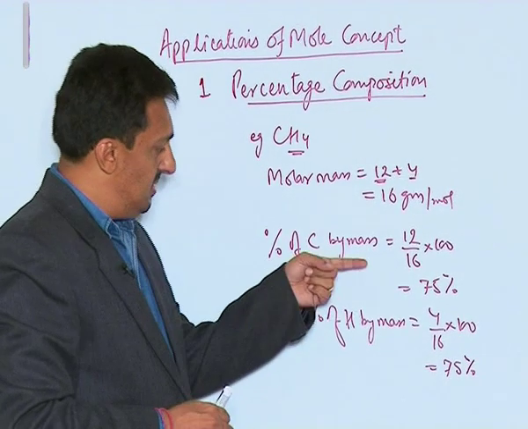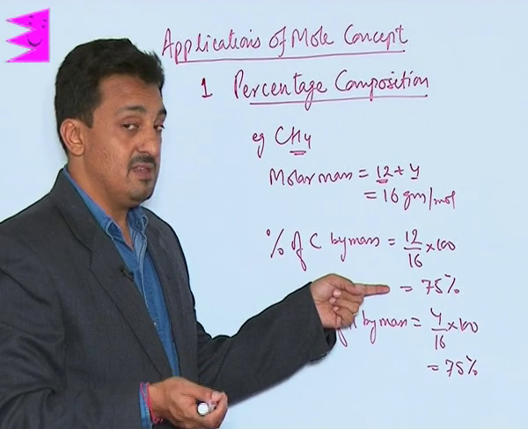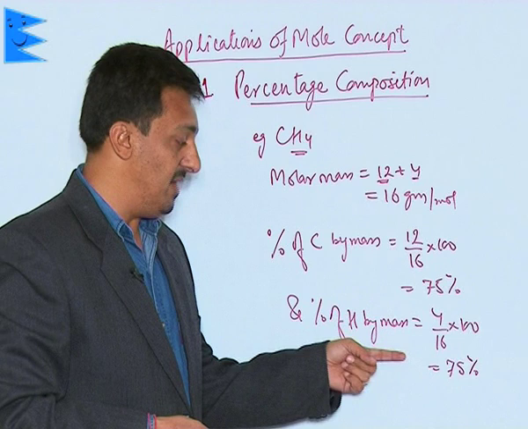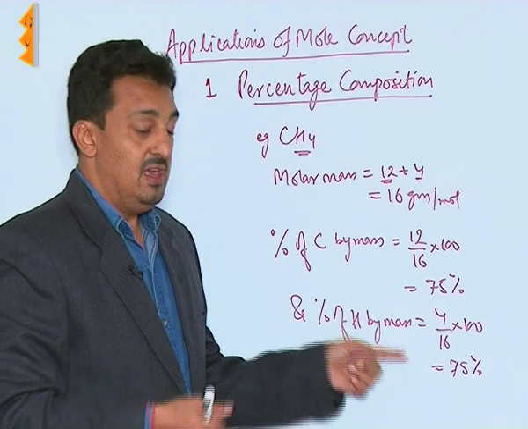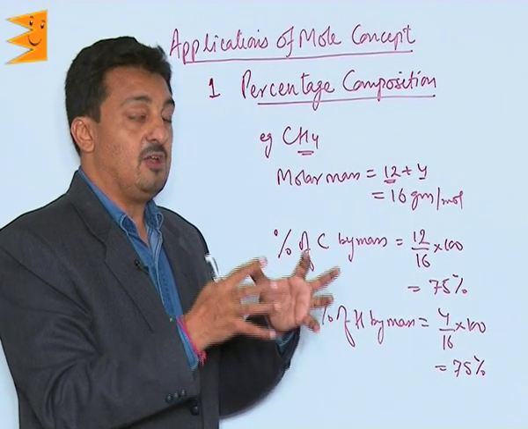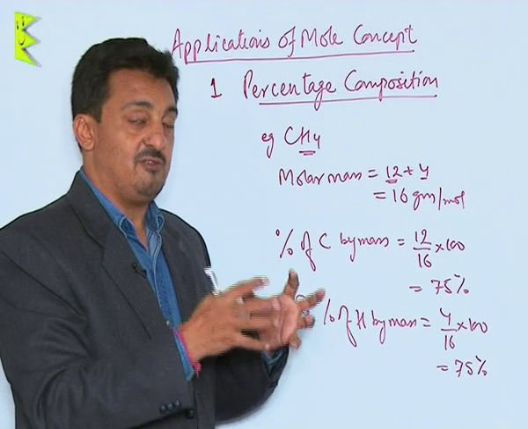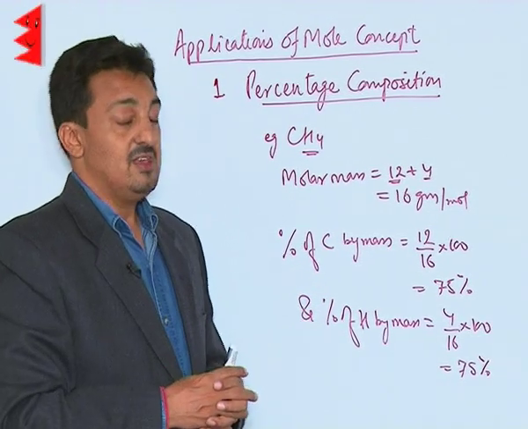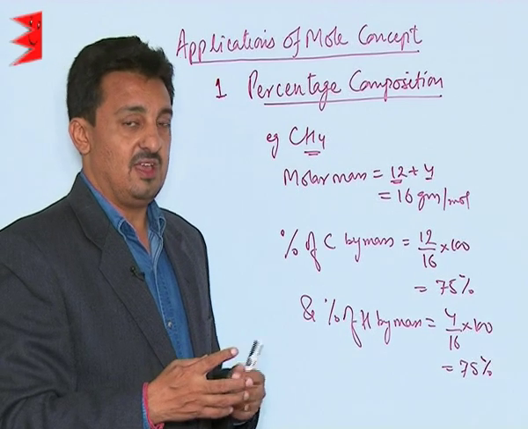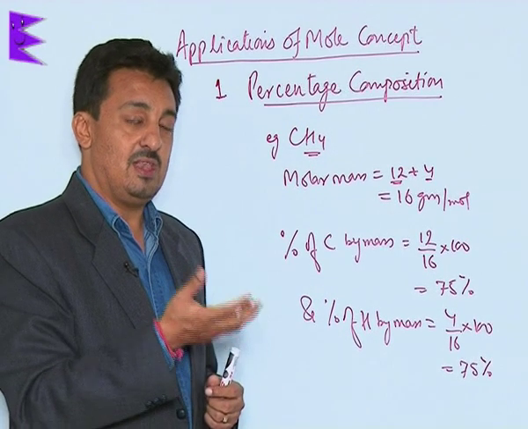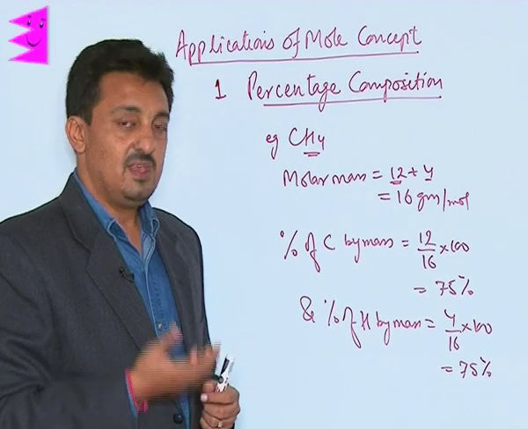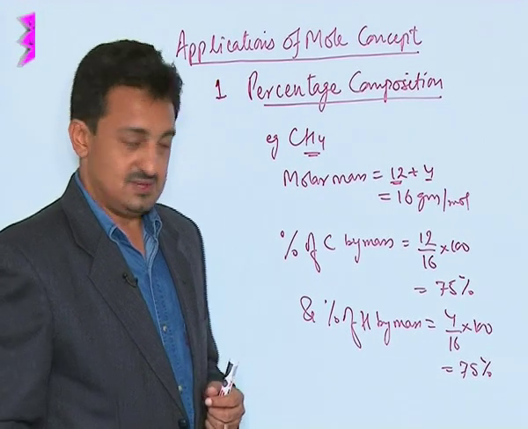So the percentage of carbon by mass in the compound and similarly the percentage by mass of hydrogen in the compound gives us the composition of the elements forming methane. This percentage composition gives us a lot of information about which element is dominating, or is more in terms of mass, in any particular compound. Let us take some more examples.